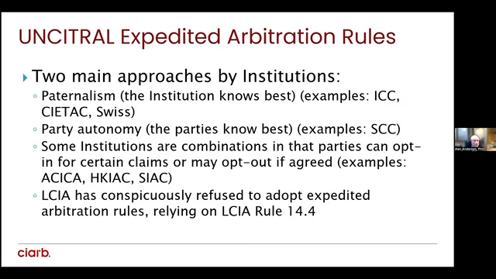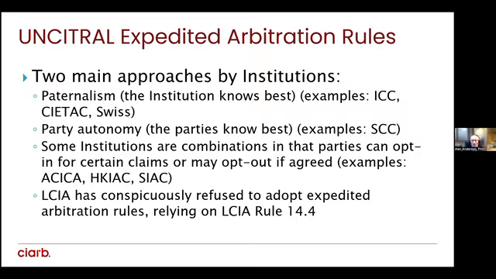And by paternalism, where the institution knows best, I'm referring to those institutions where the applicability of the expedited arbitration rules are dependent on the amount in controversy. So, to use the ICC as an example, if the arbitration agreement was executed, I think it's prior to a date in 2017, it's a $2 million limitation, and if it was after that, it's $3 million.